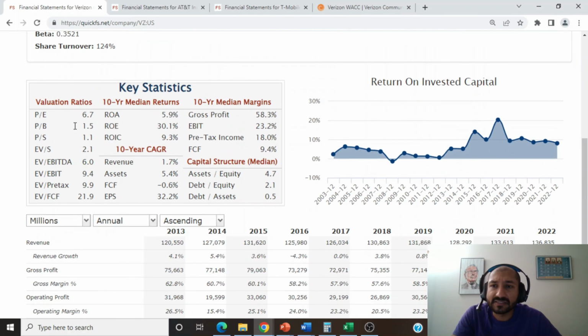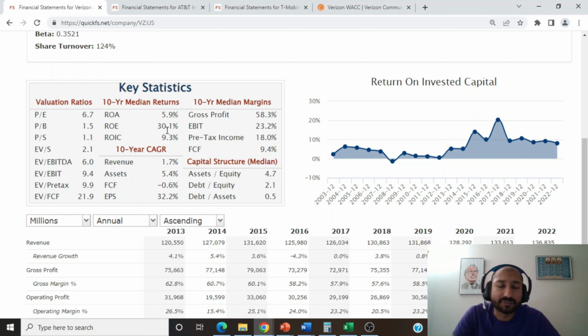Next, focusing on the key statistics, the company's price to earnings is at 6.7. This implies an earnings yield of close to 15%. The price to book is at 1.5 times. Price to sales is at 1.1. The company's 10-year median return on equity is 30.1%.